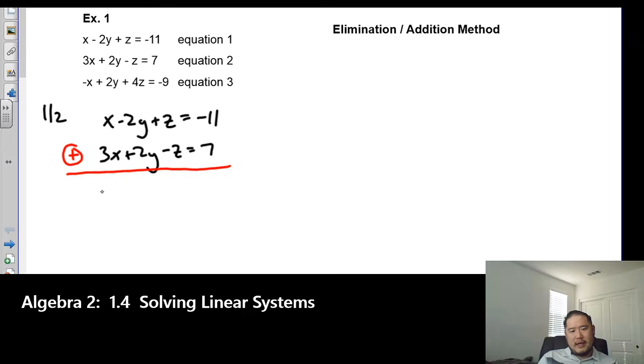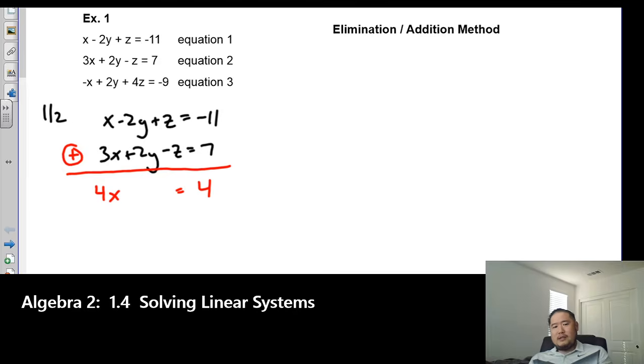x plus 3x, that's 4x. Negative 2y plus 2y happens to be right here, 0. So we're not going to put anything there. And then z plus negative z is also 0 as well, so we'll leave that blank. And then we've got negative 11 plus 7, and that right there happens to be 4.